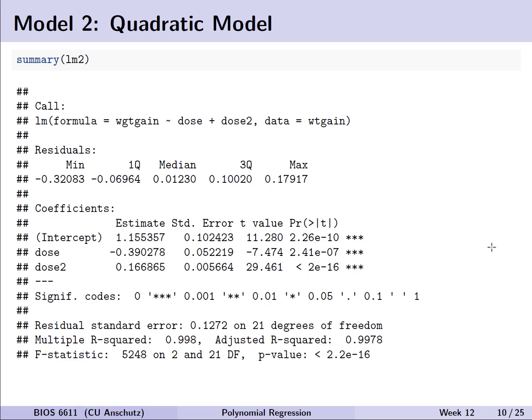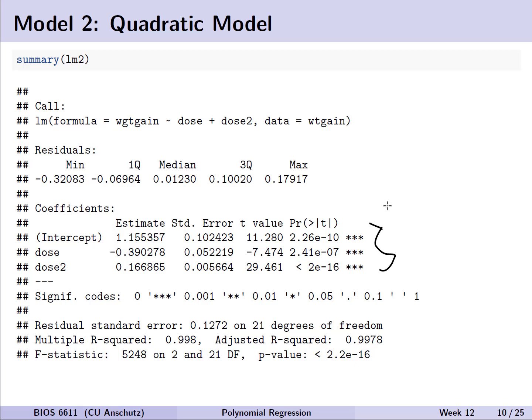We can also take a look at the summary of the output from the LM function here, just to get an idea of some of the things that we're going to use later on. One thing we can note is that in our coefficient table, all of our p-values are significant, including the added term for dose squared. We can also note, and we'll see this for a side-by-side comparison in a moment, that the beta coefficients have changed for the intercept and the dose because we've added another term to the model.